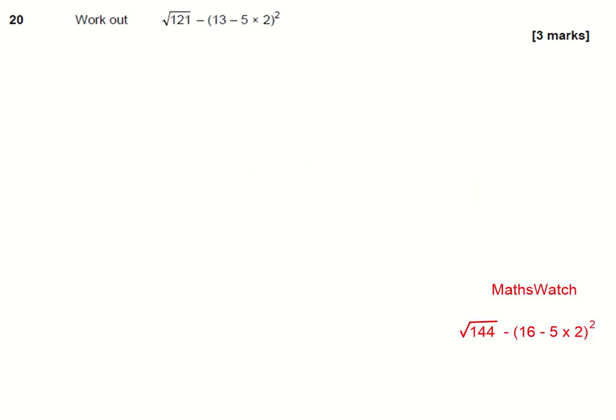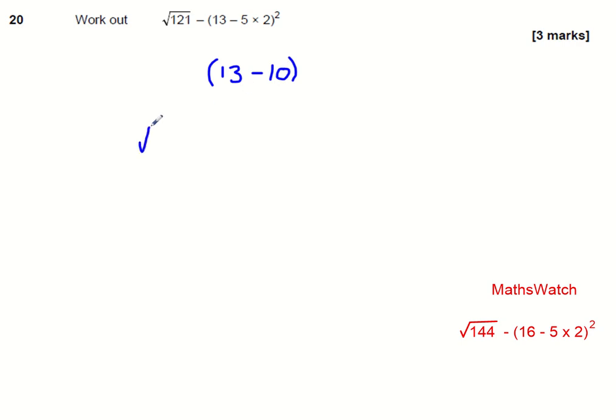And the last question for this part, work out the square root of 121 minus 13 minus 5 times 2 all squared. This is a BIDMAS question. So in BIDMAS, brackets will come first, so we need to work out the answer to 13 minus 5 times 2. Now, in order to do that, BIDMAS comes in again. We have to do multiplications before we do subtractions. So 5 times 2 is 10, so the bracket becomes 13 minus 10, and 13 minus 10 is 3.